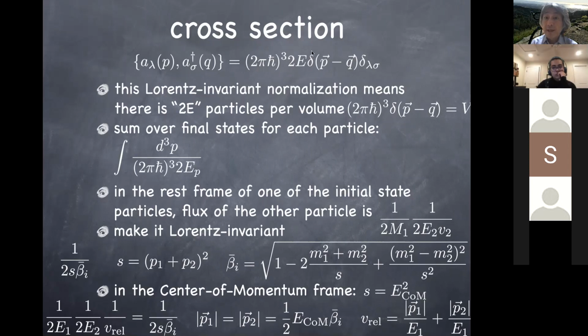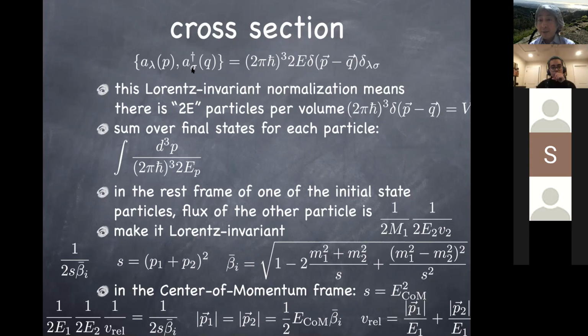So this thing here is basically volume. So A A dagger is not 1, but it's 2E times volume. That's what this is saying. That's why A dagger A is the number operator, which comes with a normalization of 2E times volume. Hence, you have 2E particles per volume using this normalization of the creation-annihilation operators. Okay, that makes sense.